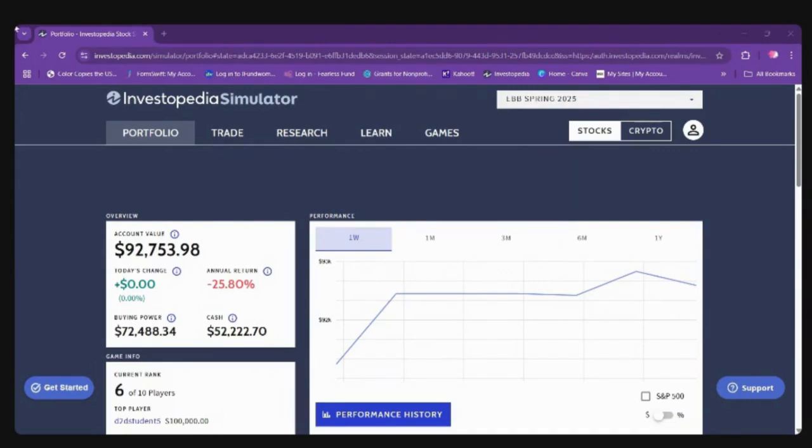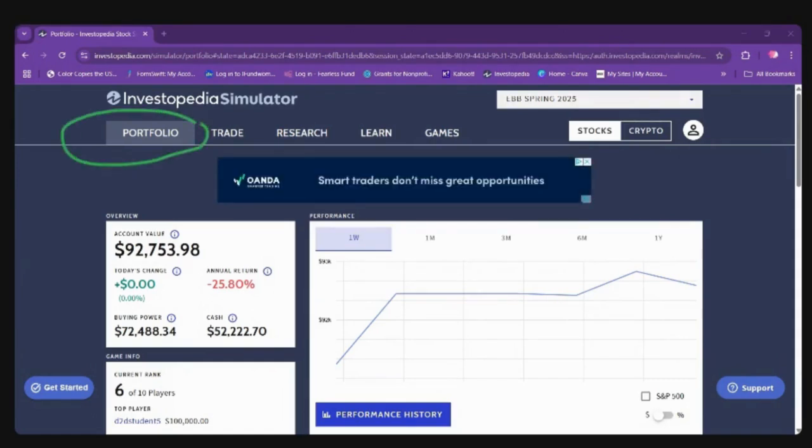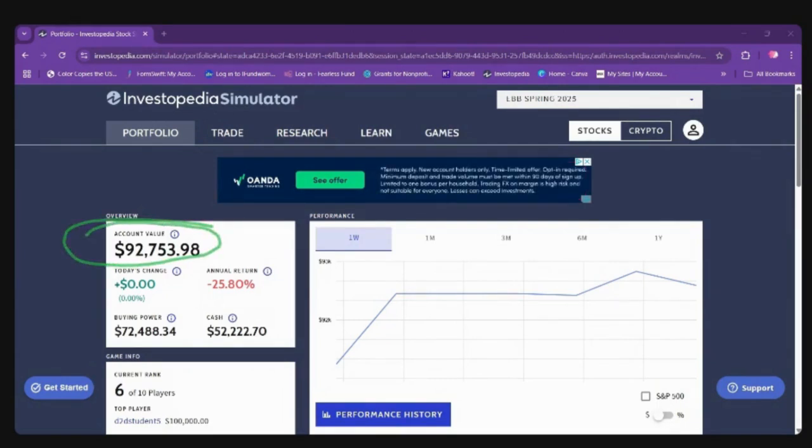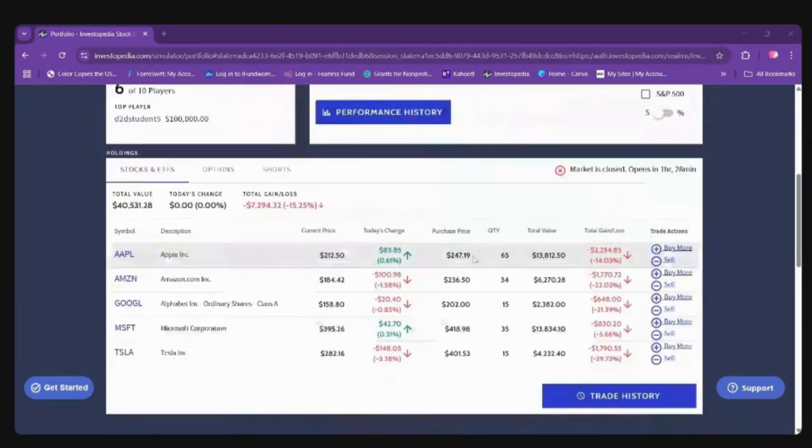So let's get started. When you initially log into Investopedia, you're going to be on this page where it says portfolio. What we want to do is get over to the page that says trade. Before we head over there, we want to first acknowledge that the Investopedia Stock Market Simulator gives us $100,000 to work with. In this case, we already have a few trades that are open. So with that being said, there's less money available in this one.